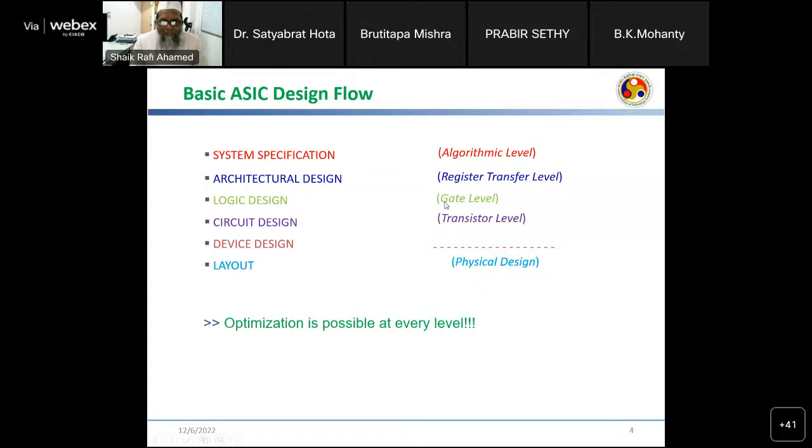So here the optimization at different levels I will explain with some examples, and in this presentation mostly I will concentrate on the optimization at architectural level.